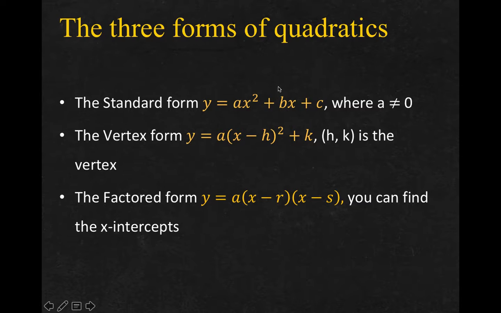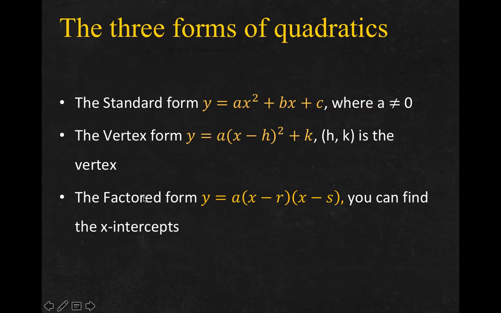These are the three forms. We're going to talk about all three of them. We're going to have a whole unit about vertex form, and a whole unit about factored form. Standard form is y equals ax squared plus bx plus c. That's your basic standard form. It doesn't tell us too much information. We'll talk about that later. Vertex form is y equals a(x minus h) squared plus k. Again, it tells us what the vertex is, and it's the h and the k value.